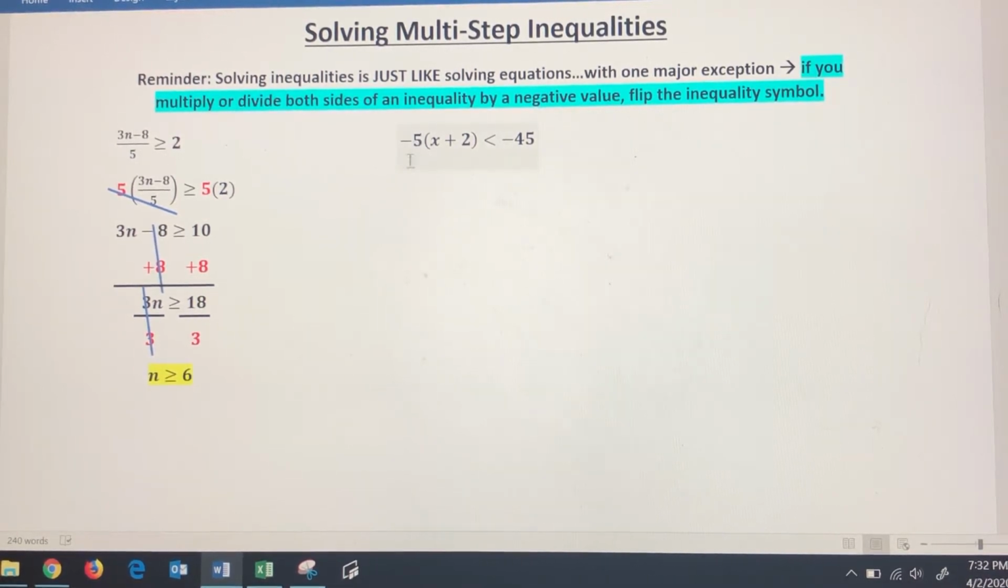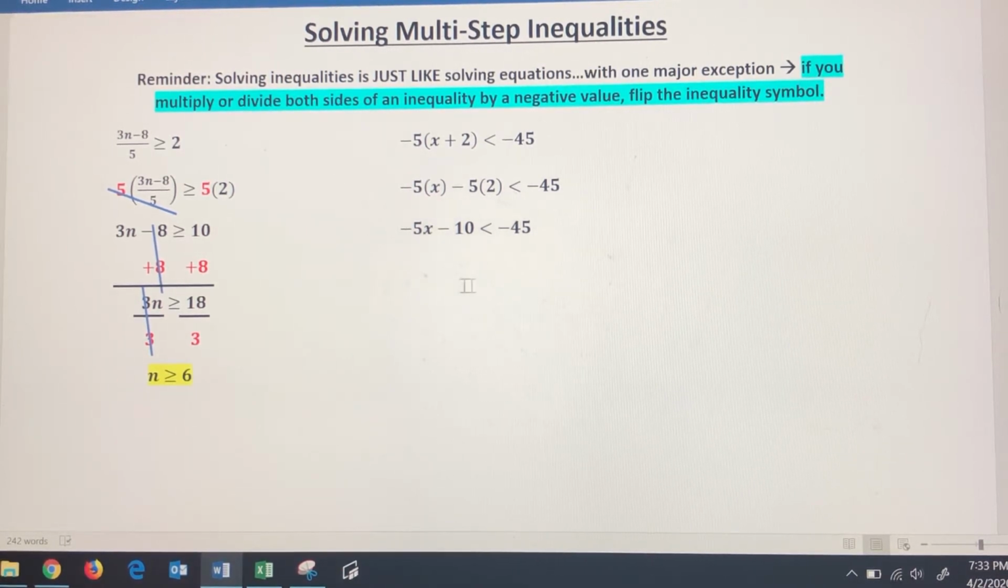All right, next one. You can see here we've got a distributive property part of the problem. We're going to have to multiply negative 5 times x. We're going to have to multiply negative 5 times positive 2. That's shown in this step right here. Usually I wouldn't show that step, but in this video I will. Now we're going to clean both of these up. Notice the negative 45 hasn't changed. We haven't done anything with that yet. So let's just clean up the left side here. So negative 5x minus 10 is less than negative 45.